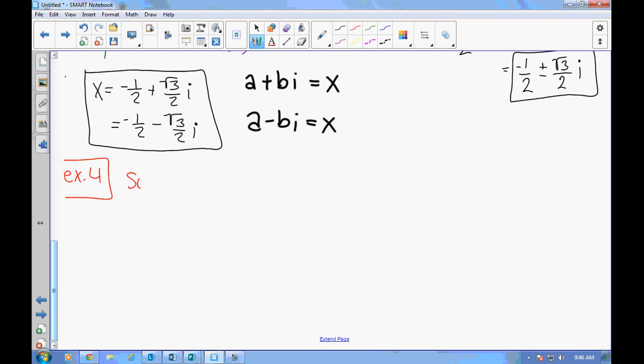Solve. X squared equals 5x minus 17. Brayden, how would we start to solve this?